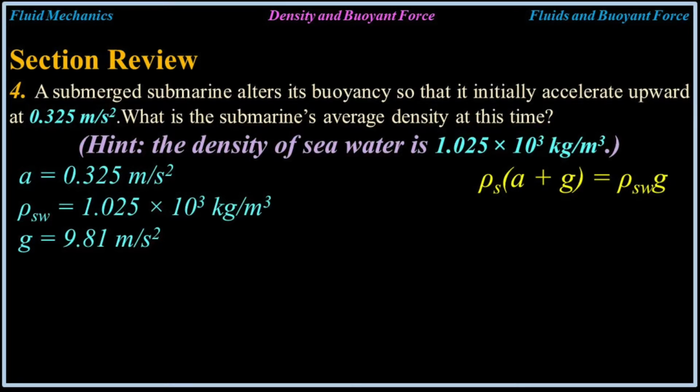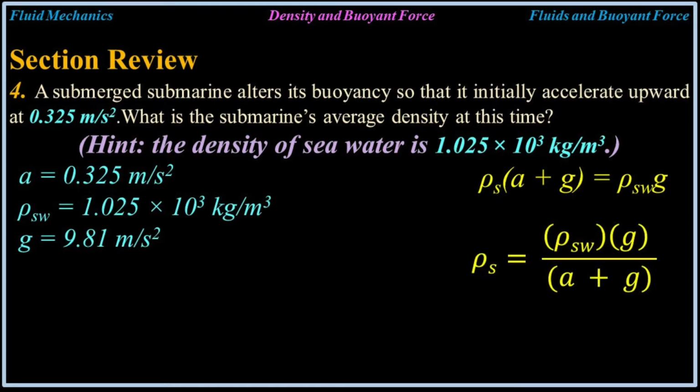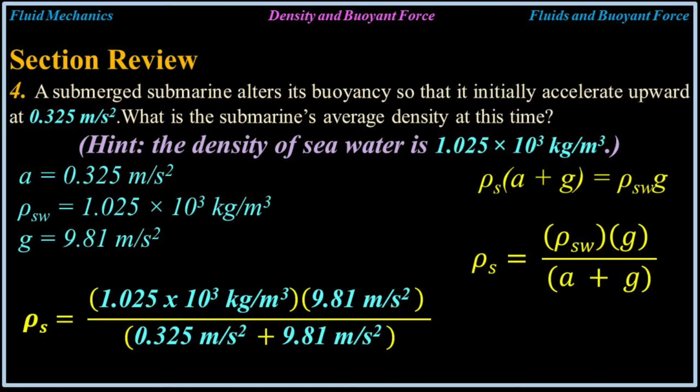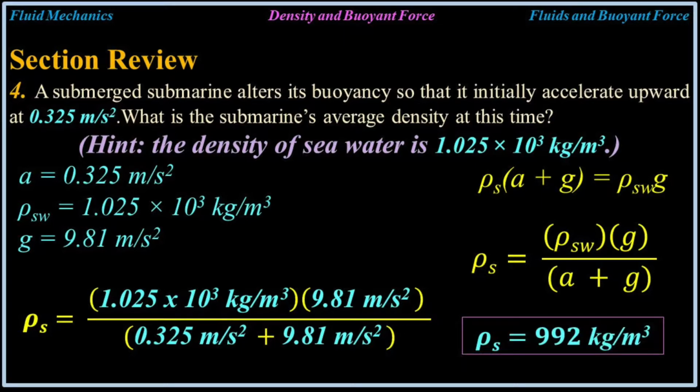What is the submarine's average density? And that's going to be the S, the sub S. So solve through, plug in, and I get 992 kilograms per cubic meter.